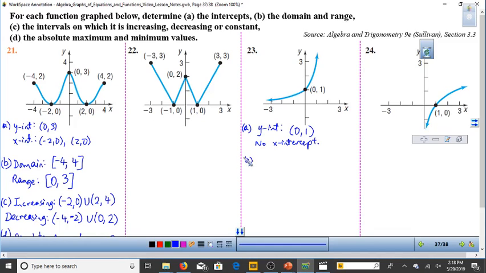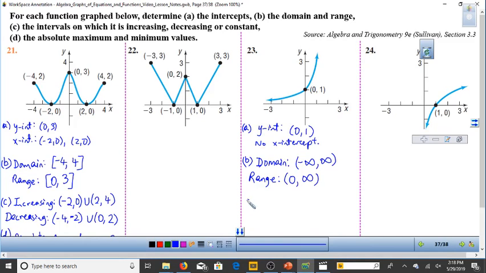Now for the domain, as you can see, there's an arrow pointing to the left, an arrow pointing to the right, which tells us that the graph keeps going forever to the left and forever to the right. So the domain reading from left to right is from -infinity to +infinity. Now, of course, infinity only uses parentheses. The range, the lowest the graph gets is almost to 0. It doesn't actually get to 0, so there's a parenthesis at 0. And then the graph keeps going upward forever. So the range is an open interval from 0 to infinity.